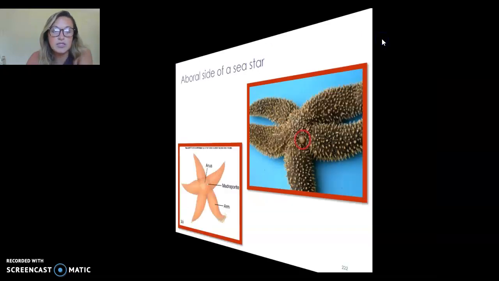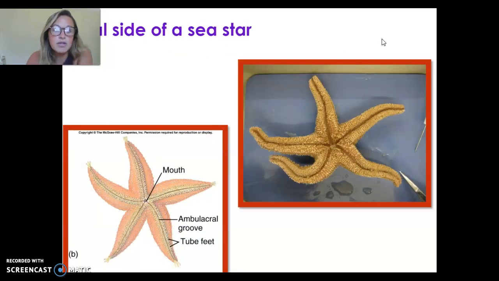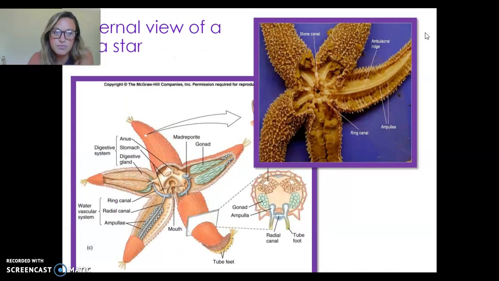So this madreporite is where the water will enter that sea star and will allow for those tube feet to expand and contract. When we're looking at the oral side of a starfish, notice that these ambulacral grooves go along all 5 arms of this particular starfish, or rays. The arms are also referred to as a ray, and that's where those tube feet will extend out from. So all within this little dark area are where the tube feet would actually come out. They have little sticky parts to the ends of them.